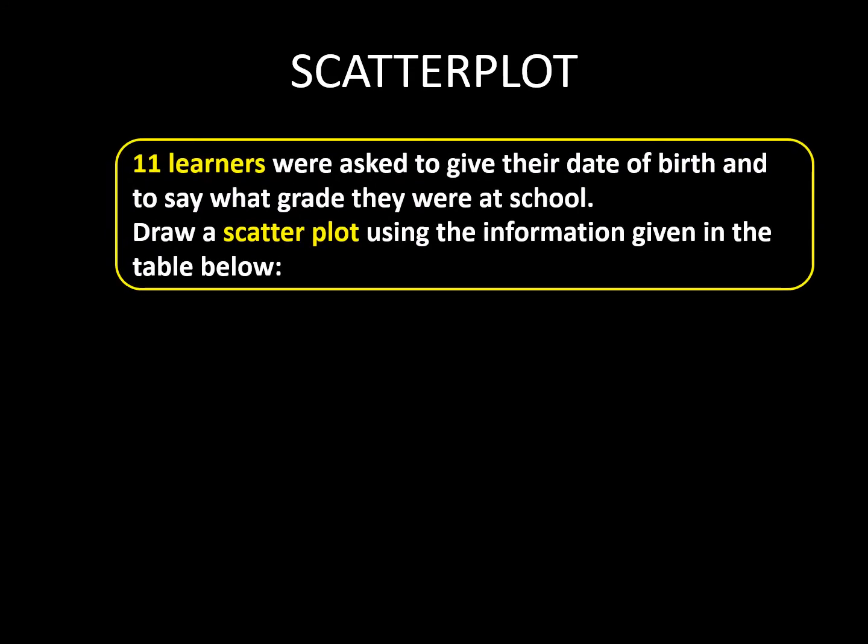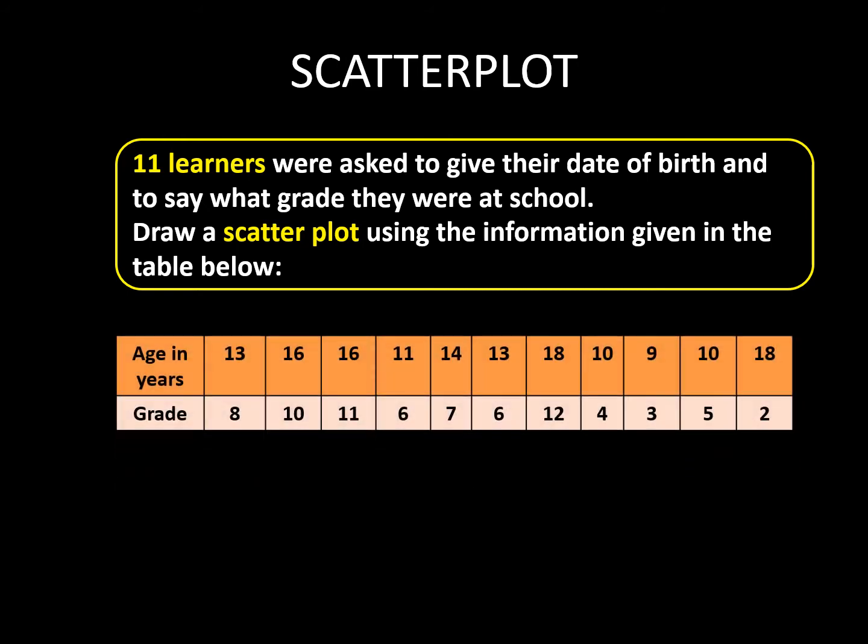Scatter plot, important. 11 learners were asked to give their date of birth and to say what grade they were at school. The date of birth and grade. Draw a scatter plot using the information. Look at the table. Age is there, 11 learners. Grade. Okay, from grade 2 to grade 12, all the grades are there.